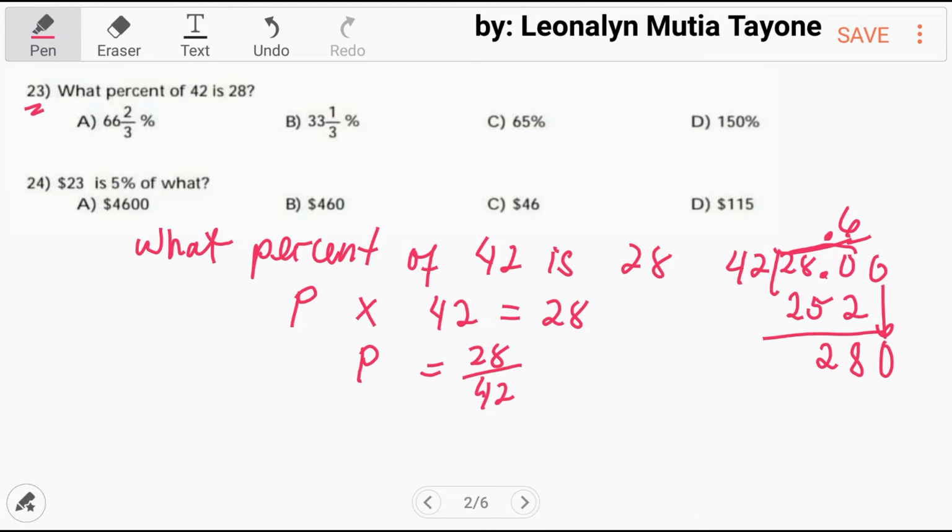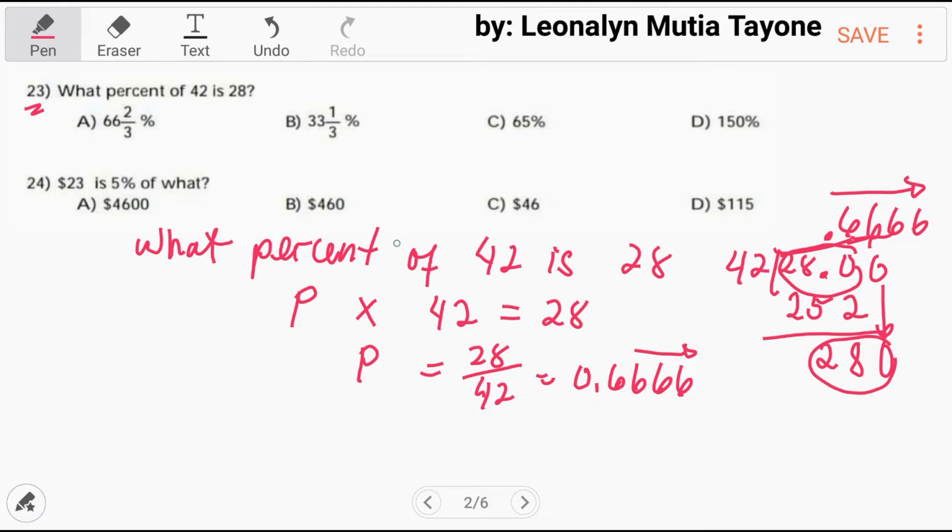So, 28. Magdagdag ka pa ng isa pang 0. Kung napansin mo, 228, obviously 6 din yan siya or non-stop na 6 na yan, as in. So, bali, itong 28 over 42, this is repeating na 6. As in, repeating yan siya. Now, kung i-convert natin into percent, mag-move ka lang ng dalawang decimal to the right, tapos magdagdag tayo ng percent sign. So, this is 66.666 na repeating na 6 bago ka mag-percent.